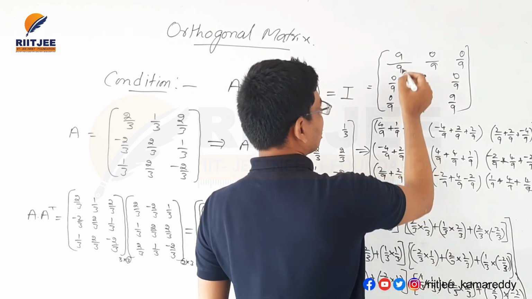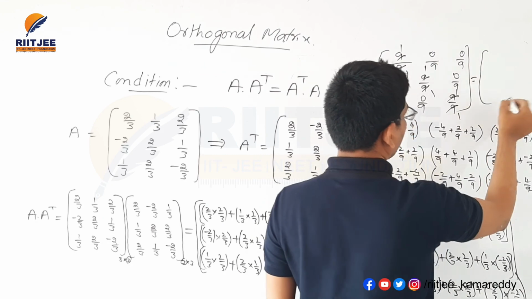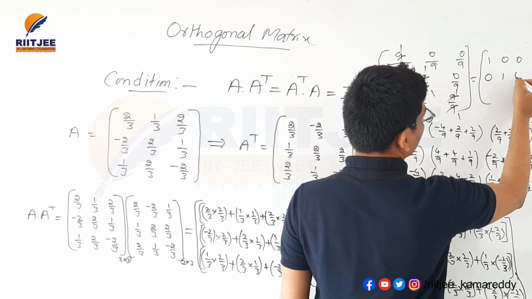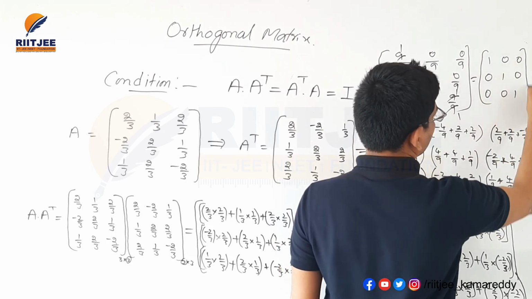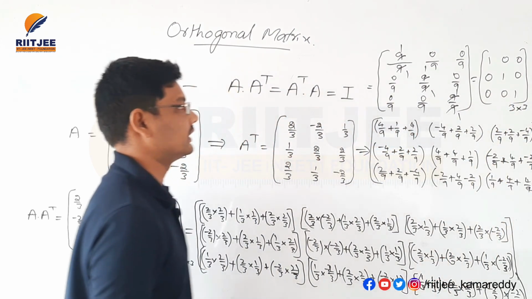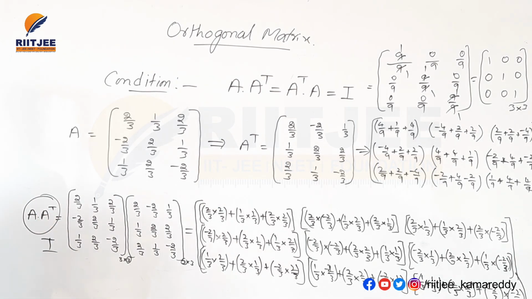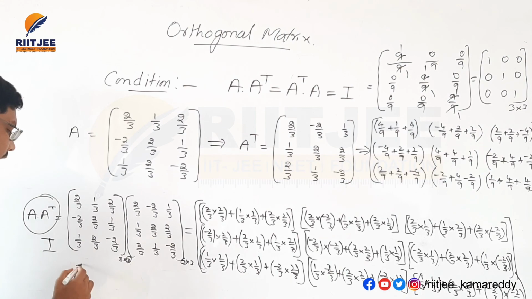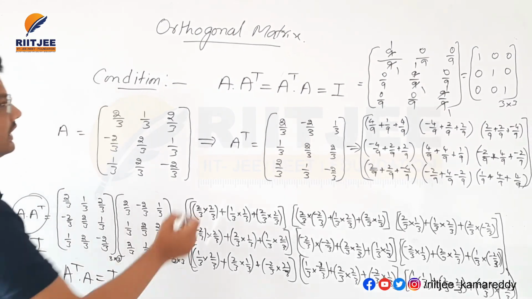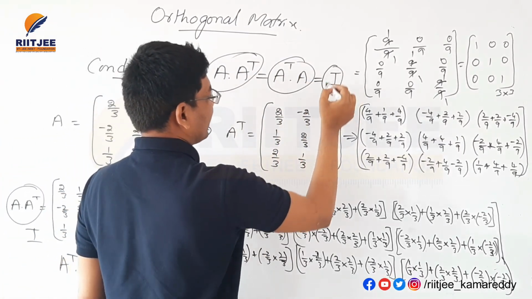If we cancel the terms, 9 1 ja 9 1 ja, the final answer is, 0 by anything will be 0, and 1 0 0, 0 1 0, 0 0 1. This is finally the identity matrix having order 3 by 3. This is proved here. A into A transpose is equal to I. In the same way, if you multiply A transpose into A, we will also get I. So the final condition is A into A transpose gives the identity matrix.